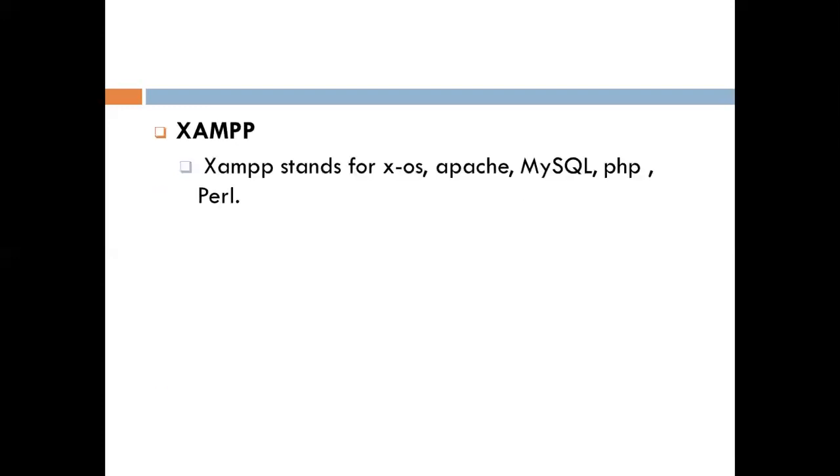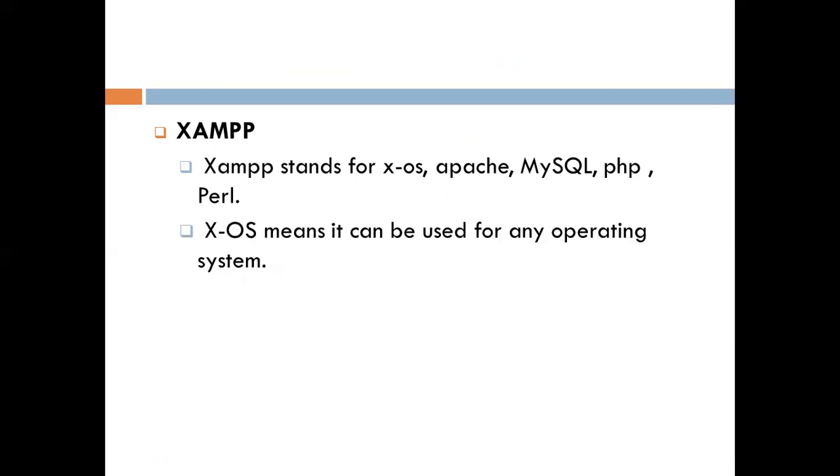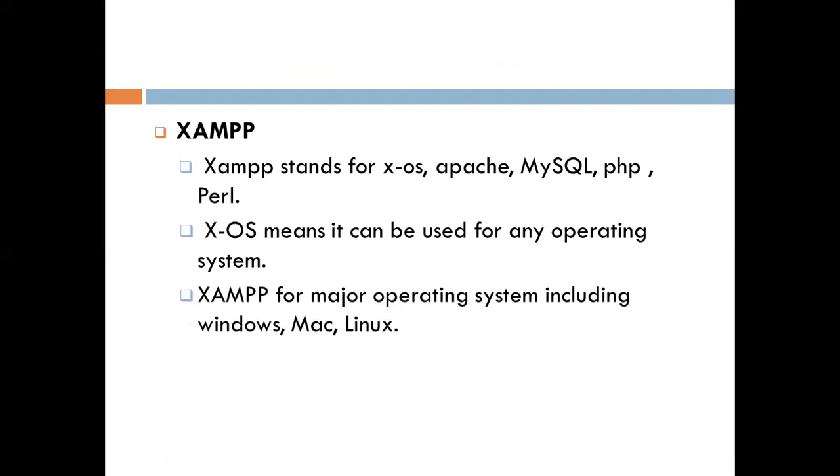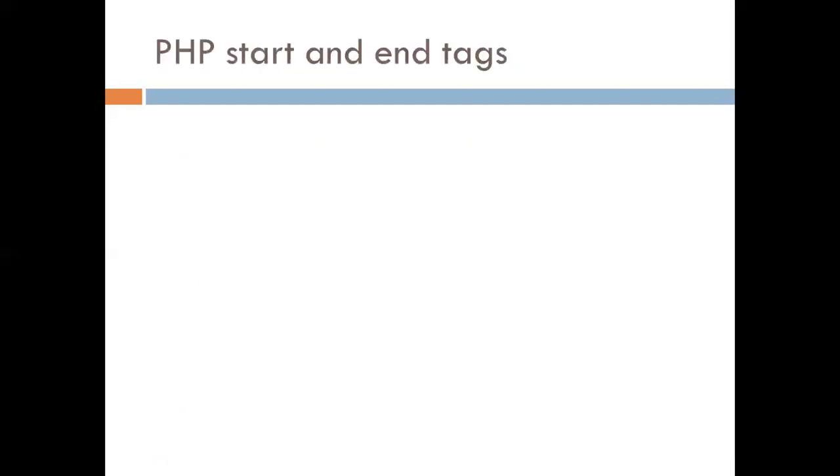Now XAMPP server. XAMPP stands for X OS, Apache, MySQL, PHP, and Perl. X OS means it can be used for any operating system. XAMPP supports the major operating systems like Windows, Mac, Linux, etc.